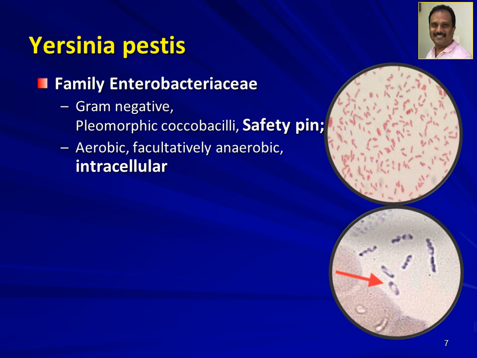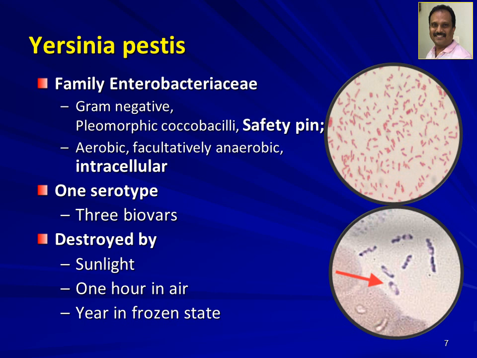It's an aerobic and facultative anaerobic organism, which is an intracellular organism. There is only one serotype, Yersinia pestis, which consists of three biovars. It's destroyed by sunlight and also in the air; within 1 hour they can be killed. In the frozen state, these organisms can survive for years together.